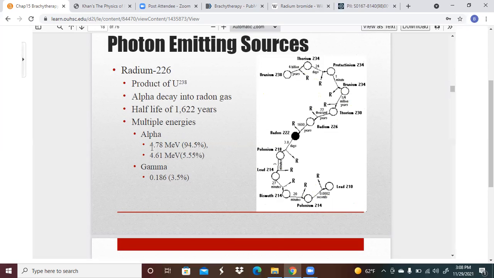We've got multiple energies here. With the alpha, you can see the energies listed here, and then we have gamma that goes along with that. You can see the most probable energy that's being released listed here, followed by this, and then followed by that.